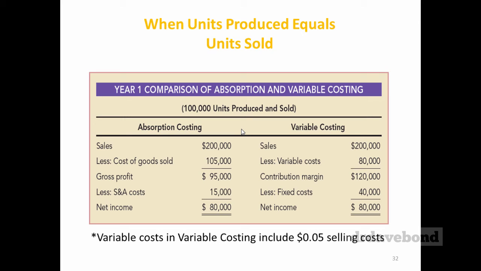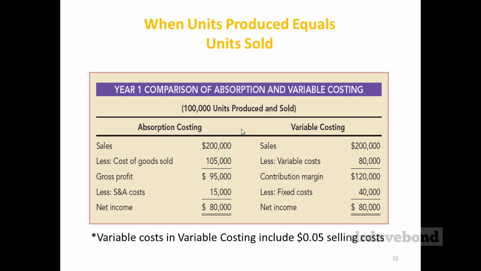On the left-hand side, that setup looks really similar to what we've done previously. Sales, less cost of goods sold, gives you gross profit. Less selling and admin costs gives you net income. That's just like what we've seen before. But that's because that's what it is. It's an external reporting. So I'll just walk through how we got those numbers.